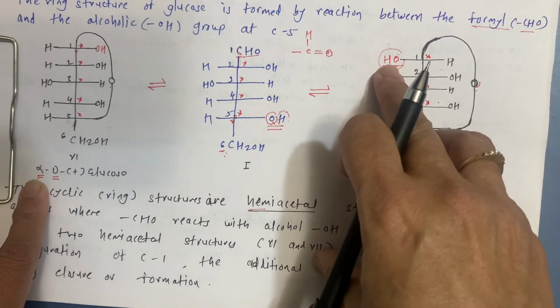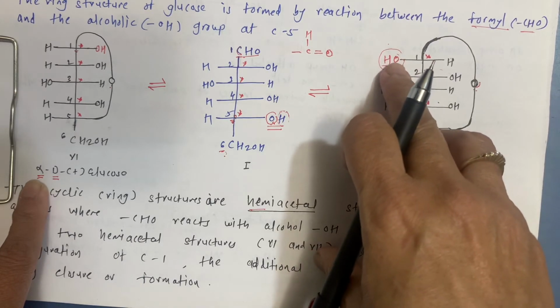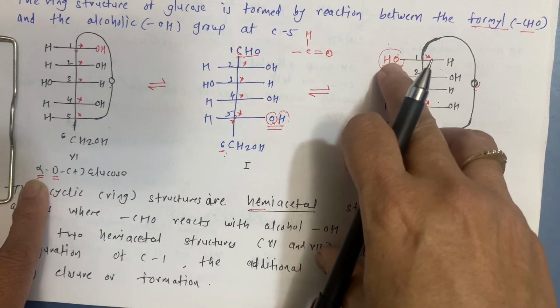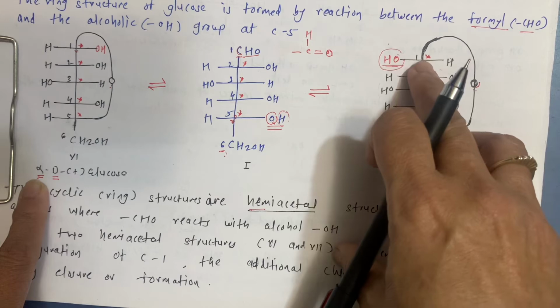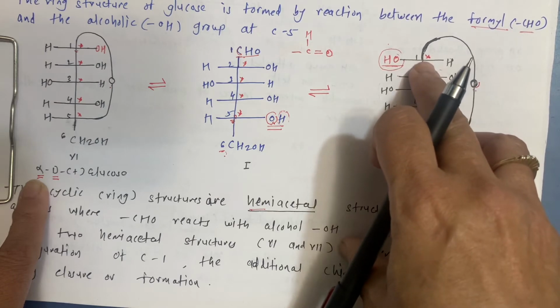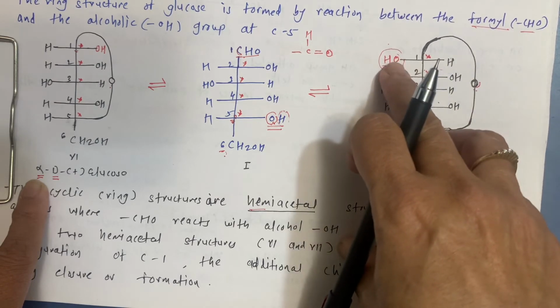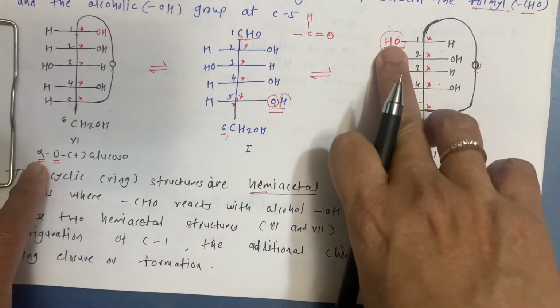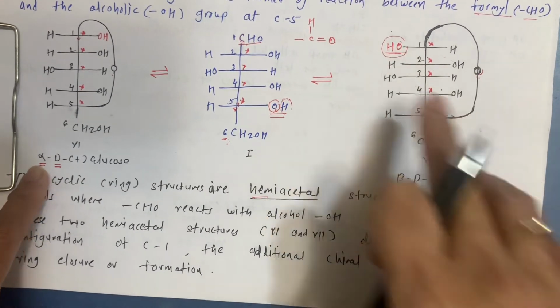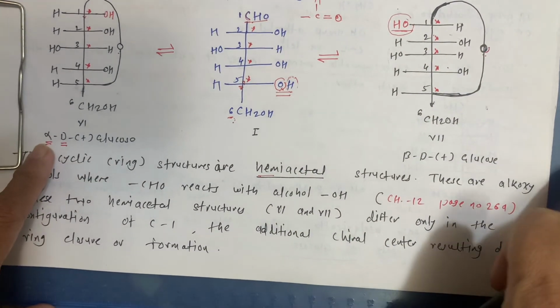the configuration is different, and we can say now this is beta. This is a new chiral carbon formed over here, and this is beta. Now, what is alpha and beta? We are going to see in the next explanation.